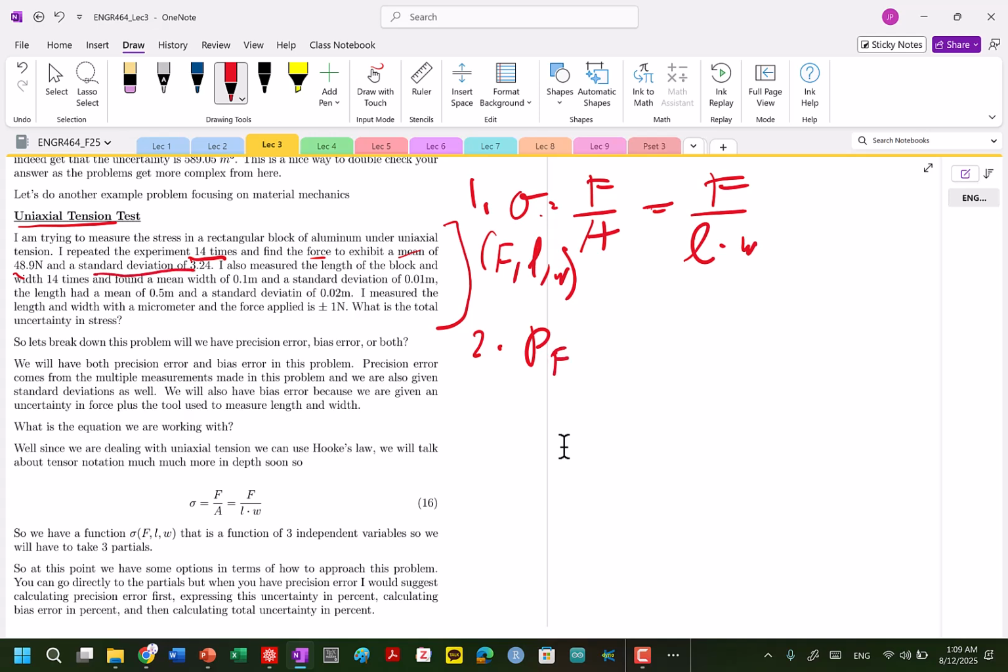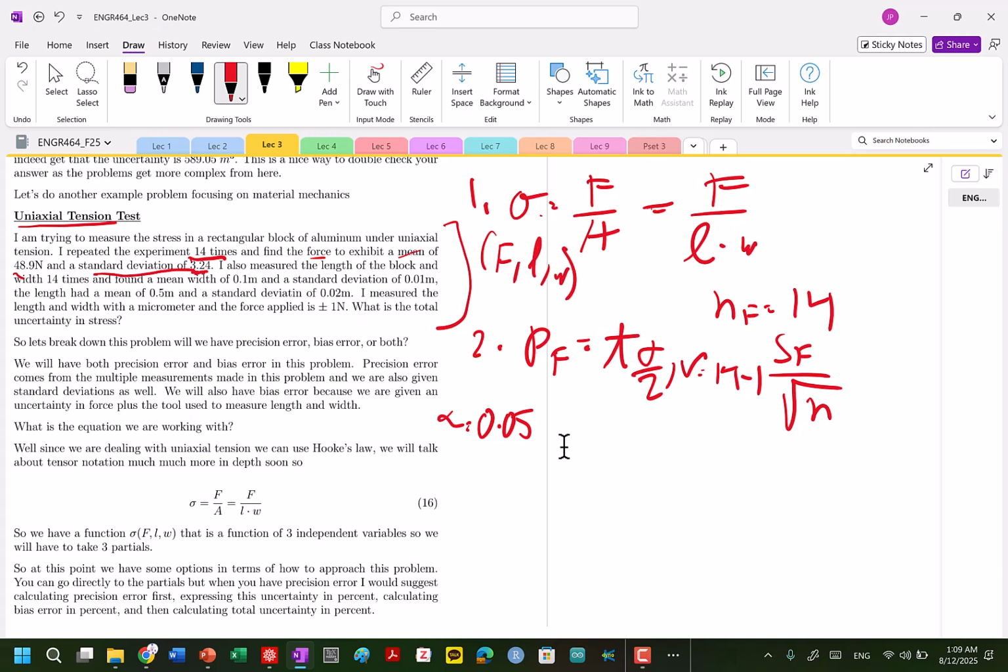So I do have some precision error in force, and that's going to be equal to, I'm not given any information, so I'm going to assume a 95% confidence interval. So t alpha over 2, nu, where my alpha in this problem is going to be equal to 0.05, 95%. My number of force measurements is equal to 14, so my nu is equal to 14 minus 1, times the standard deviation of force, which is given right here. Hopefully, assuming those newtons are newtons, divided by square root of n.